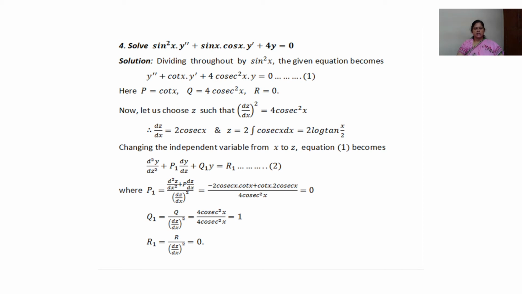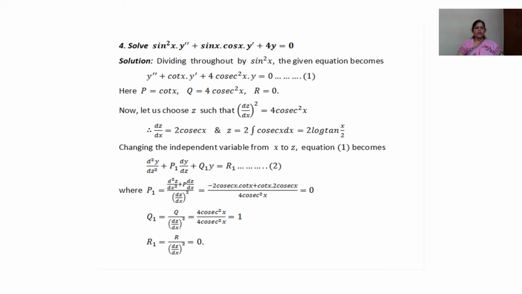So now let us consider z such that (dz/dx)² is equal to 4 cosecant² x. From this, dz/dx is equal to 2 cosecant x, and z is equal to 2 times the integration of cosecant x, which is 2 log of tan(x/2). So changing the independent variable from x to z, equation 1 becomes d²y/dz² plus p1 dy/dz plus q1 y is equal to r1. In that, we know the p1, q1 and r1 values.